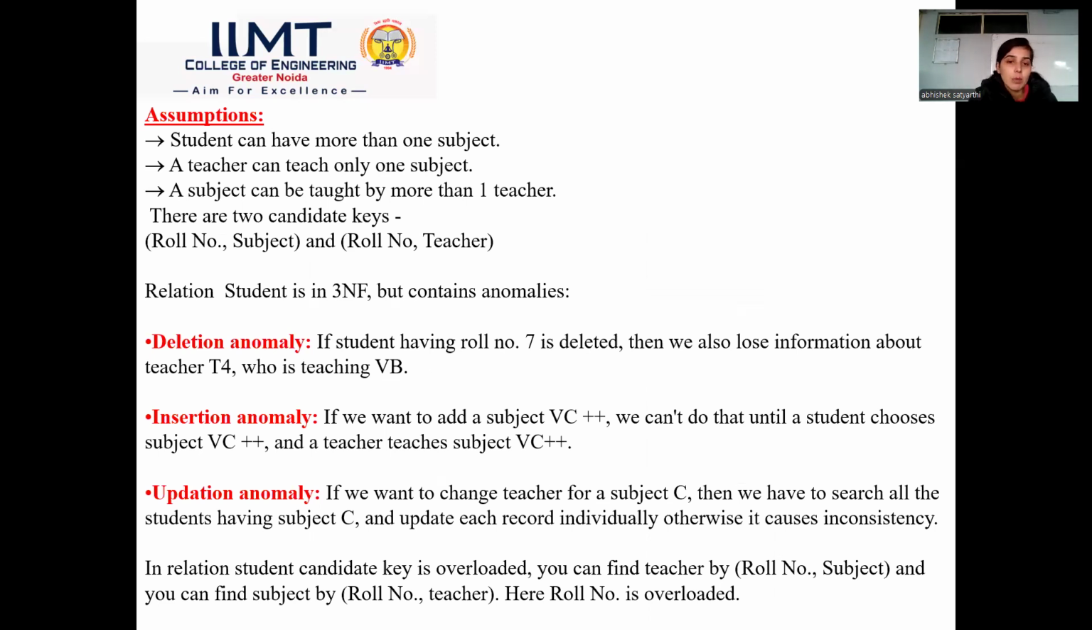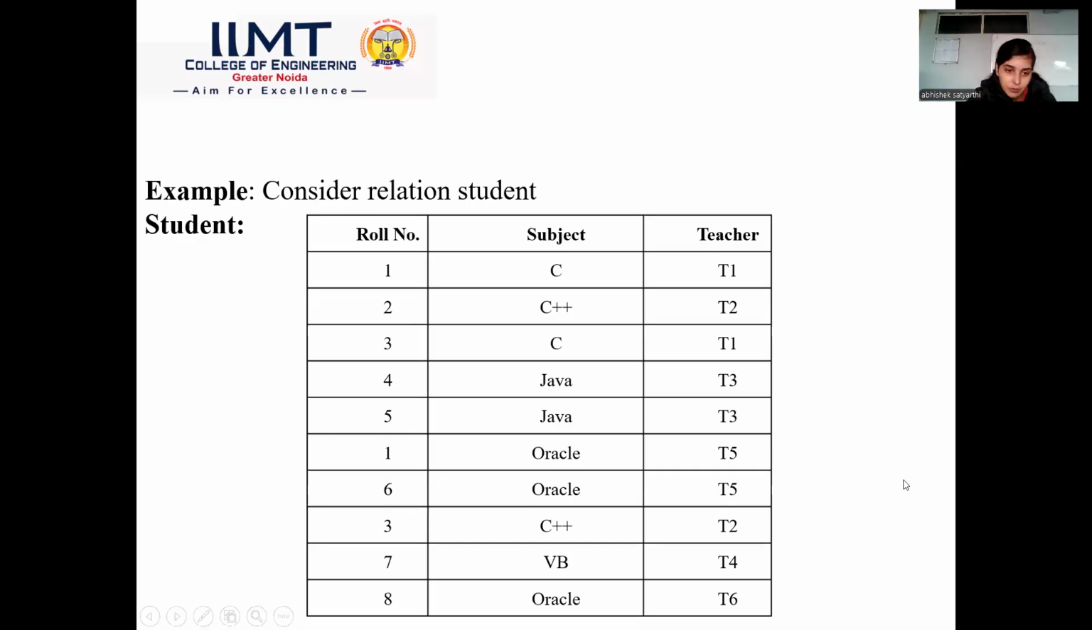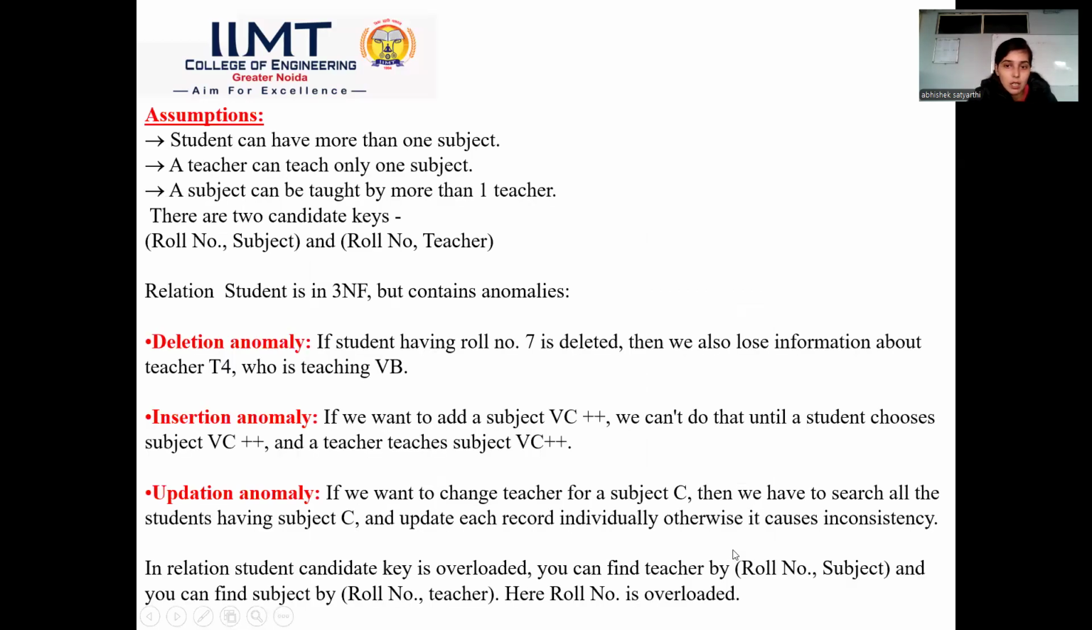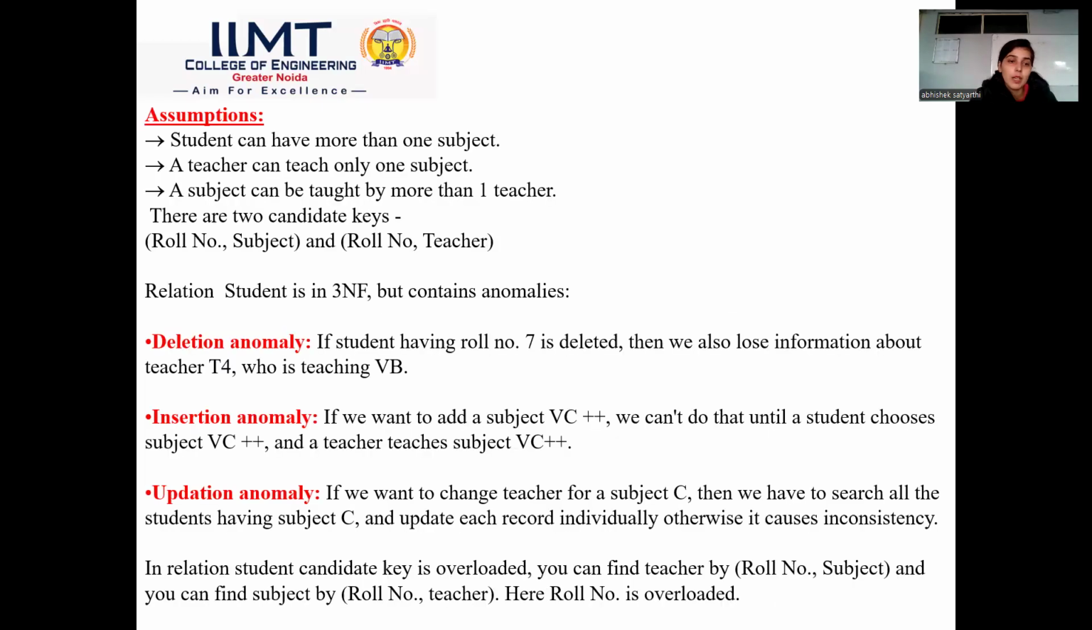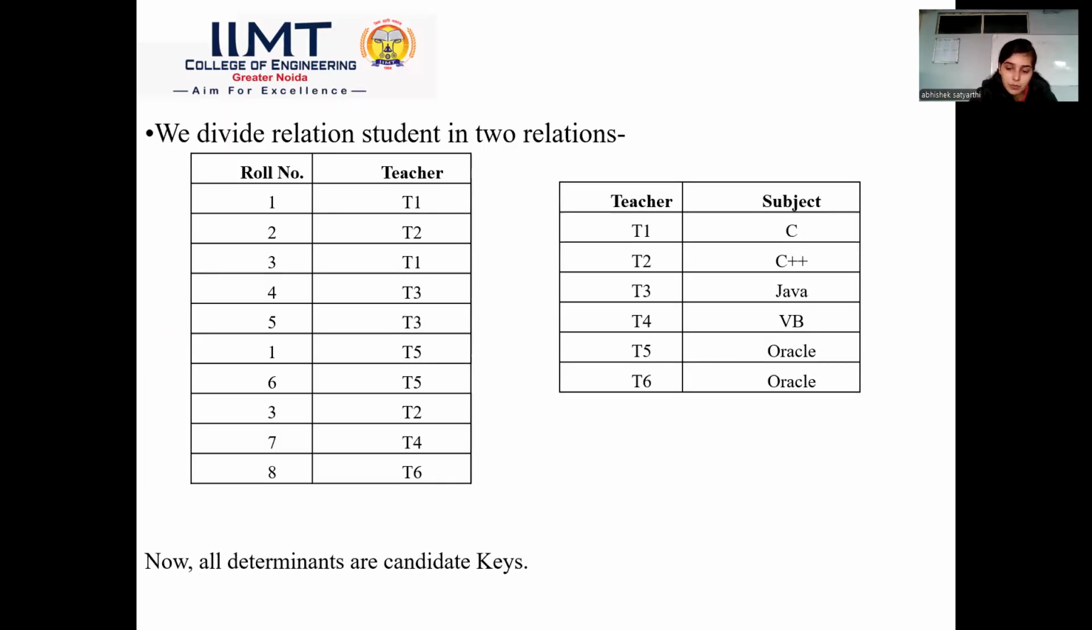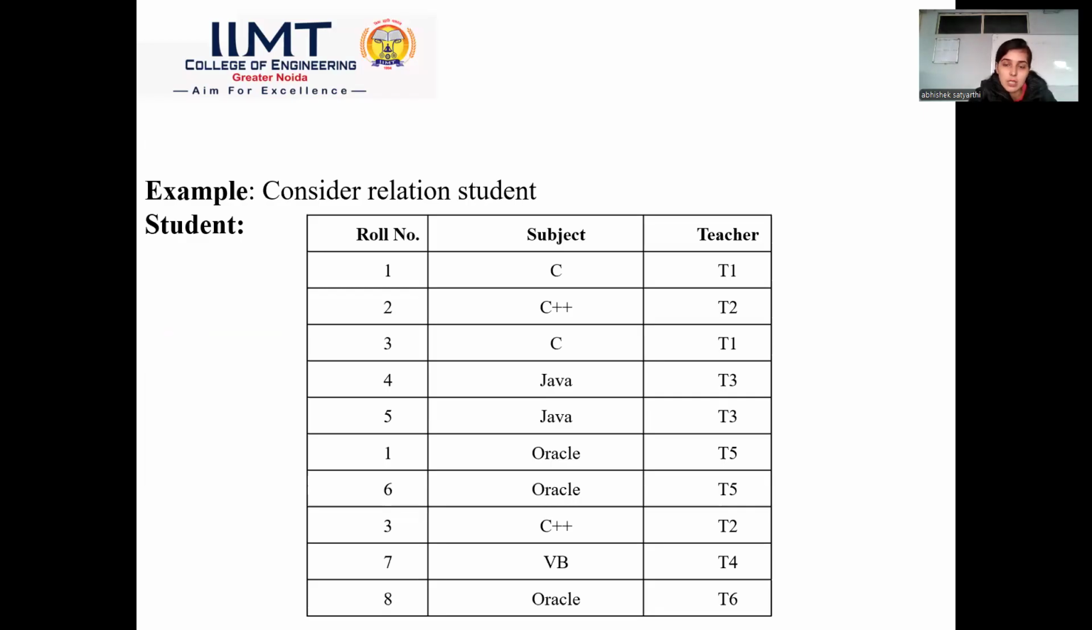If the student with roll number 7 is deleted here, the corresponding values are also deleted. Like, we deleted teacher T4 and also the VV group. Next, there are also insertion anomalies. Suppose I want to add the subject VC plus plus, I have to add one roll number and one teacher also. And there is also an updation anomaly. If we want to change a teacher for subject C, we have to search all the roll numbers having subject C, and we have to change that particular teacher here.